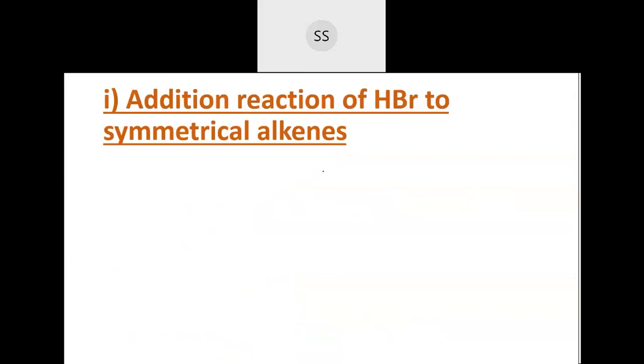Here I have taken HBr as the example. You can take anything, but HBr is taken because it's in your syllabus. This we are going to add to the alkene. First I'll take a symmetrical alkene, the simple one, ethene, CH2=CH2, and add it to HBr. These two we are going to add together.